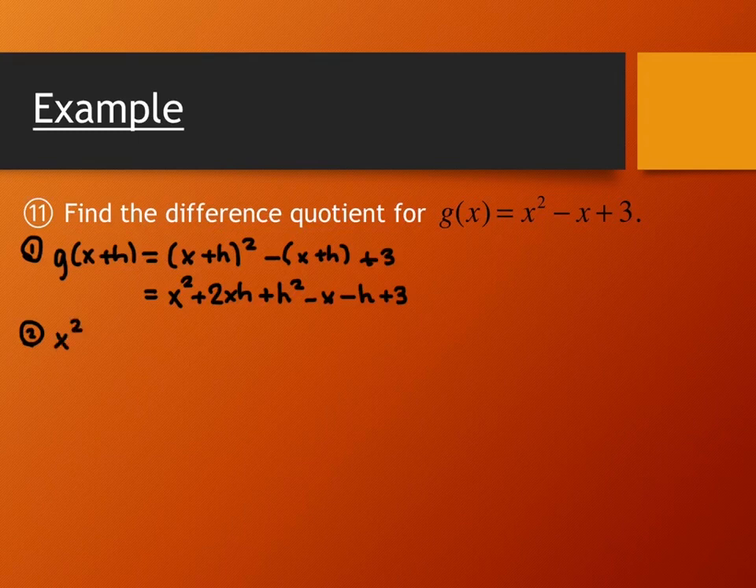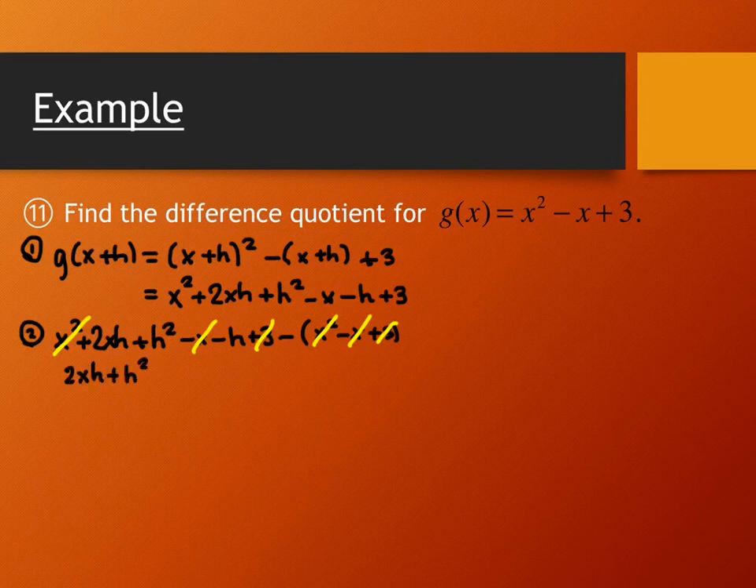So we've got the same x squared plus 2xh plus h squared minus x minus h plus 3, and then we're going to subtract the g of x equation, which was x squared minus x plus 3. And provided we've made no mistakes, we have all of these in that set of parentheses that will cancel out with something previous, which will simplify our expression down. So we are left with 2xh plus h squared minus h.